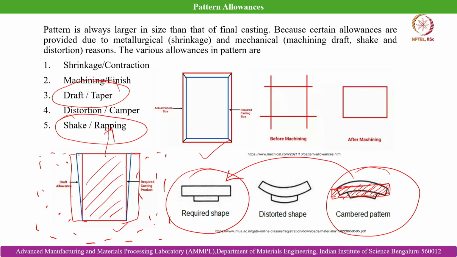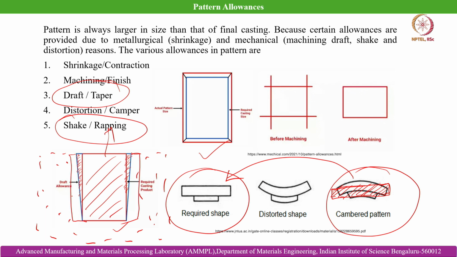So, here you can see that if we provide an appropriate draft over here, then the chances of enlargement of the mold cavity while ejecting the pattern out of the mold cavity are decreasing. So, that is why there is not much requirement of a shake or wrapping allowance, but there are instances where we cannot provide as much draft or taper allowance.